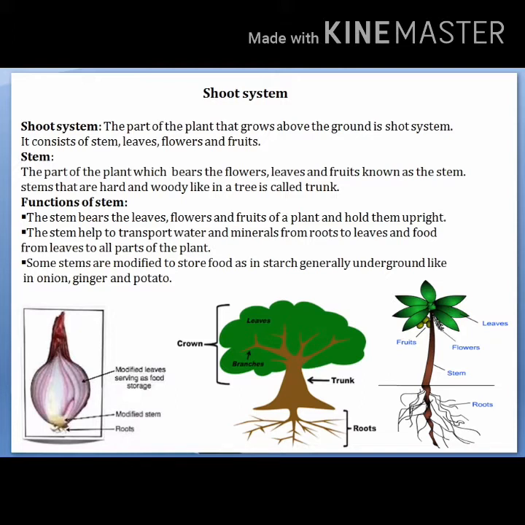A function of the stem is that it is the upper part, so it bears leaf, flowers and fruit. It stores food as starch, as you can see in the picture of the onion, and it also transports water from root to the leaf and food from the leaves to all parts of the plant.